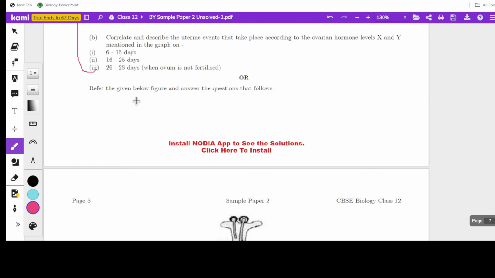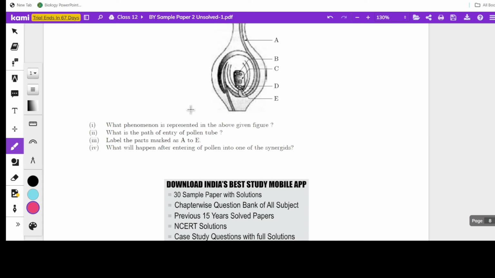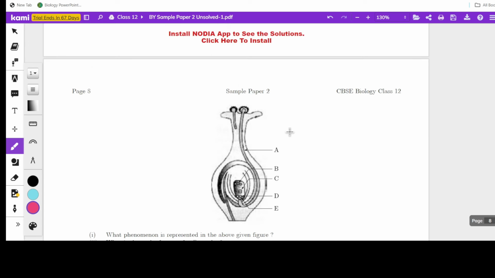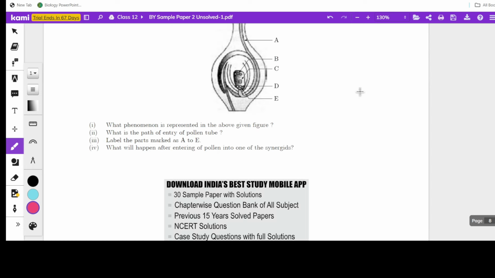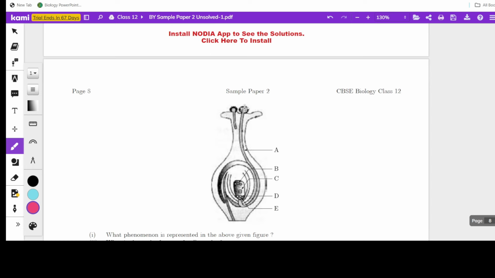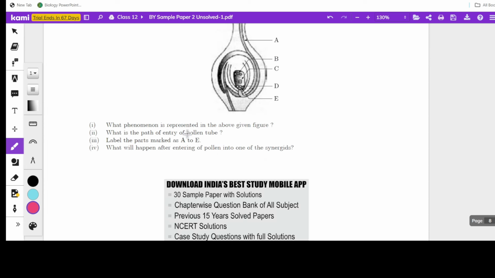Read the figure given below and answer the questions that follow. What phenomenon is represented in the given figure? This comes under the chapter sexual reproduction in flowering plants. What phenomenon is shown here? It is germination of the pollen tube and the process of fertilization. What is the path of entry of the pollen tube? The pollen tube pierces through the style and enters through the micropyle.